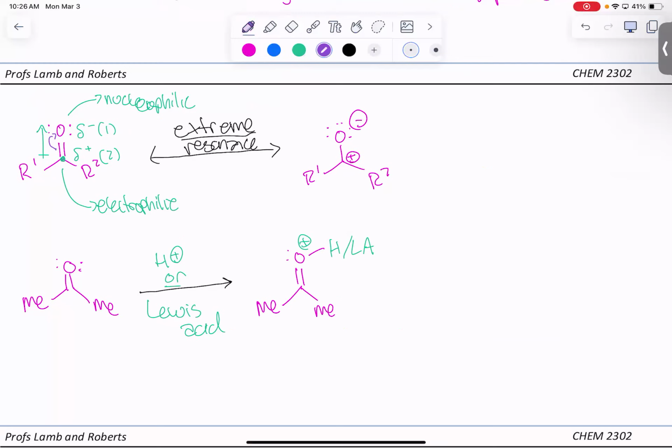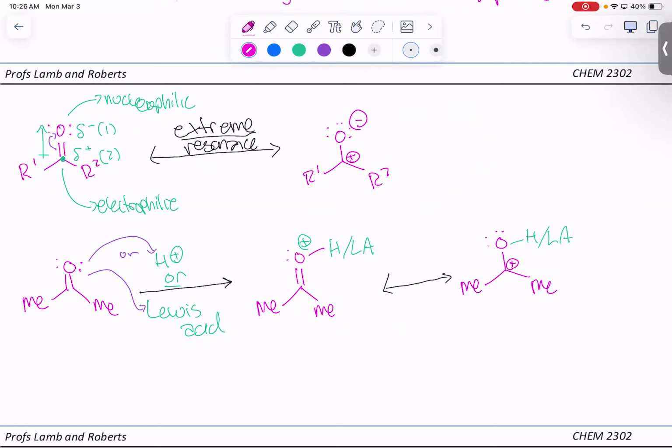Now that we have this, we can see that it's a little bit more reasonable to think of this more extreme resonance structure. We can return our oxygen to a neutral oxygen, and then place the positive charge on the carbon. We would do that by breaking that CO double bond and putting those electrons back onto oxygen here. And this would be our product, all right?